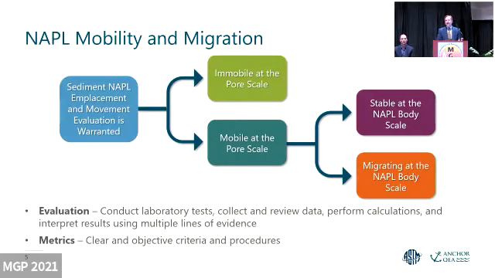We call it the evaluation metrics because we evaluate and we use metrics to assess whether or not the NAPL can move. And by evaluation, we're talking about conducting laboratory tests and looking at the data, running calculations to interpret the results using multiple lines of evidence. And we use the word metrics because there are clear decision-making criteria that are used in the document.